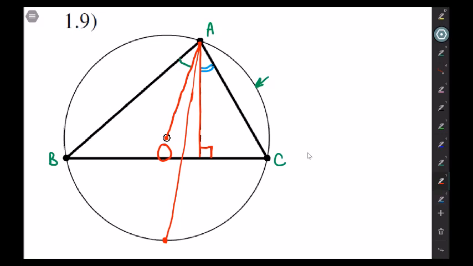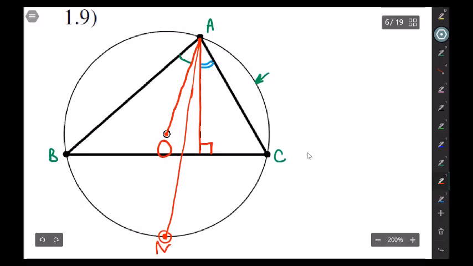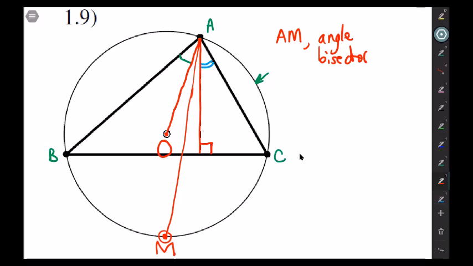So what is special about this point? Suppose that this new red line that I just drew, let's label this point as M. So what is the significance of this point M? If AM is an angle bisector, angle bisector. Yes, because it's an angle bisector, it will bisect the chord BC into two equal portions. So M is the midpoint of that chord.